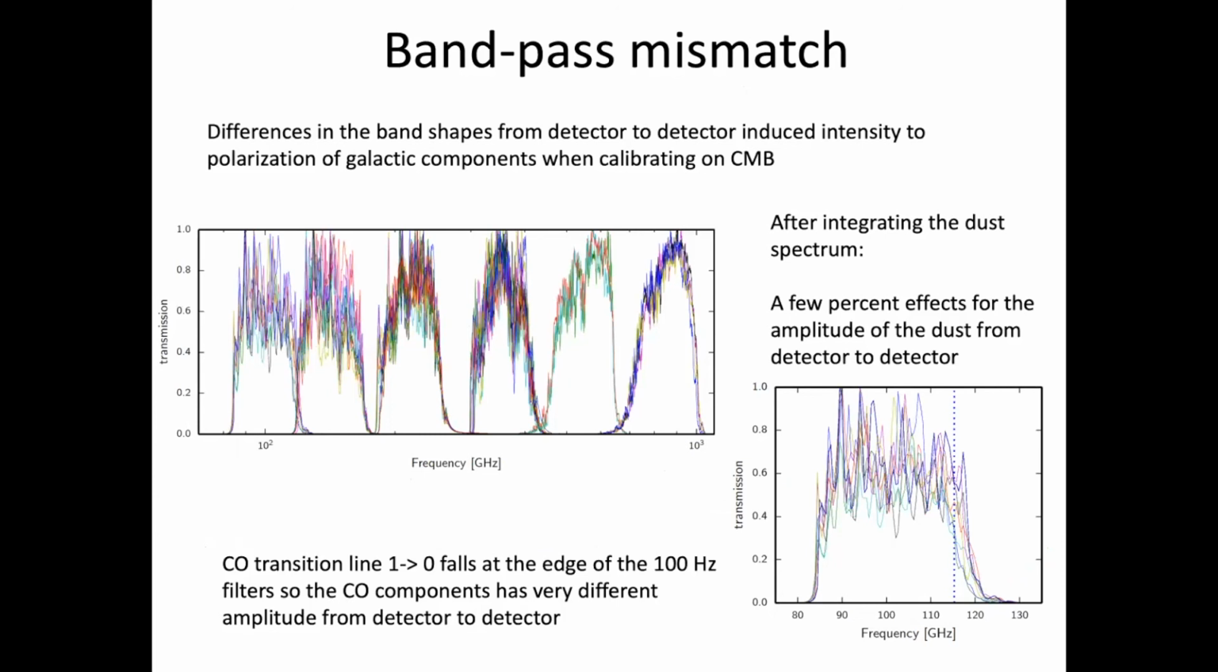I wanted to mention bandpass mismatch, but I will go fast on that. We had some mismatch of the band for different detectors at the same frequency, which leads to different gain for the different components as compared to CMB, different amplitudes of different components as compared to CMB, and in particular for the CO line, which was hitting exactly at the edge of the band in here, where you had the maximum differences in the band shape. So we had sometimes a factor of two difference in amplitude of the CO component depending on the detector at the same frequency.